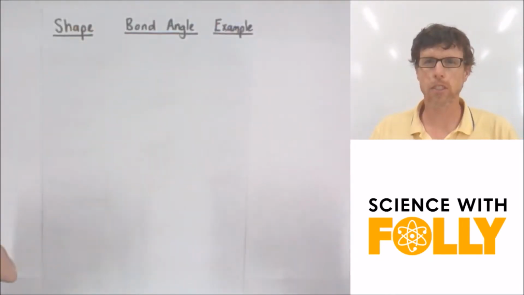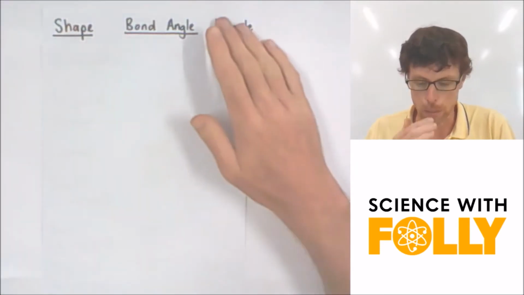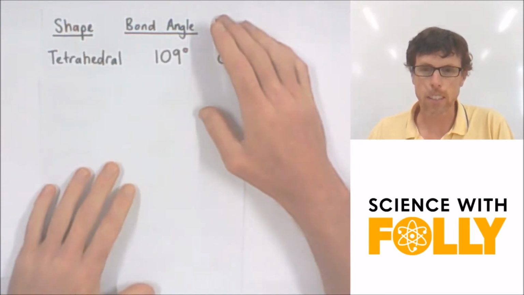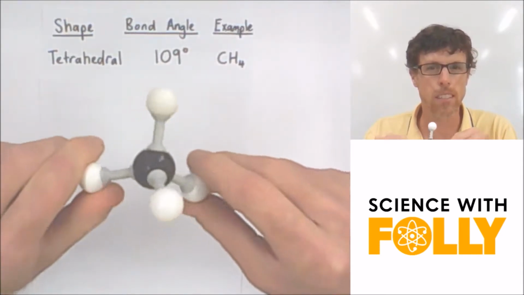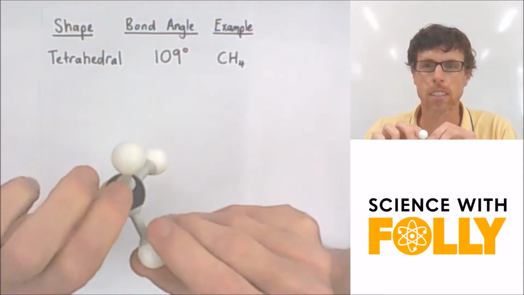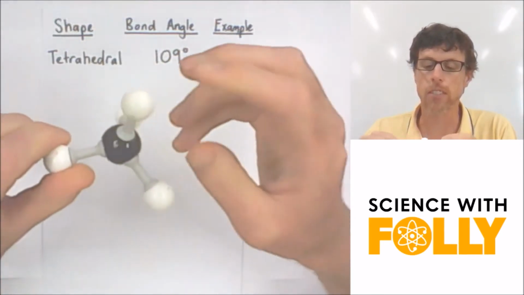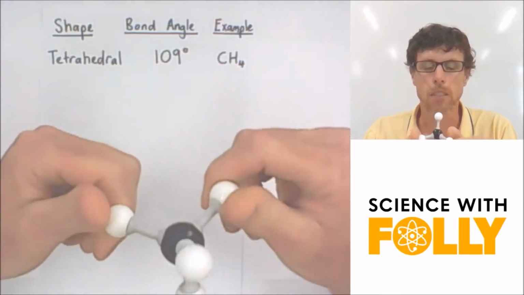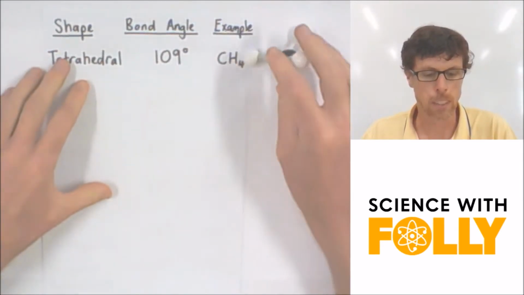So there are 6 different shapes that you need to know, and you need to be able to explain these different shapes. Firstly, tetrahedral. CH4, methane. This is a tetrahedral shape. It's got a central carbon atom, 4 regions of negative charge which repel for maximum separation of 109 degrees.